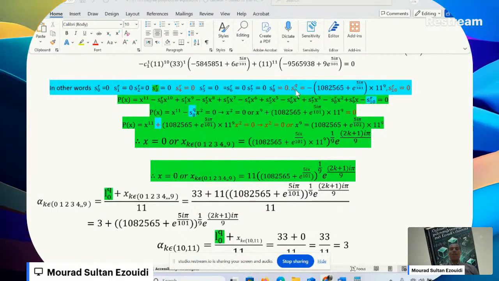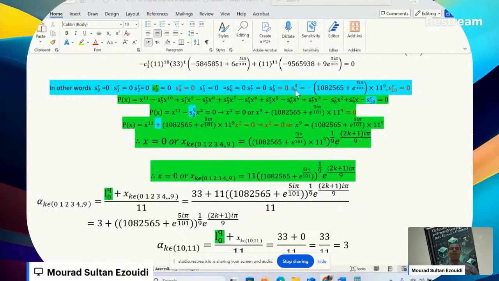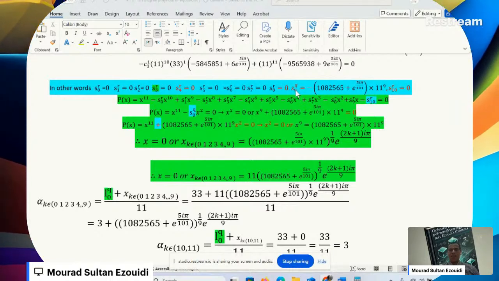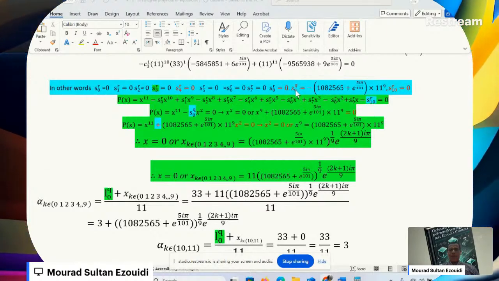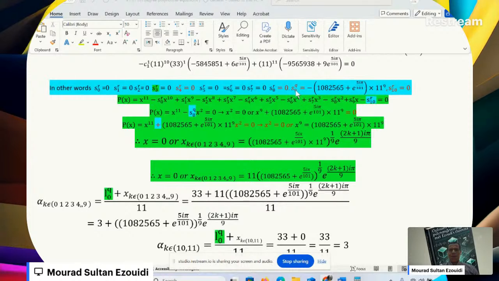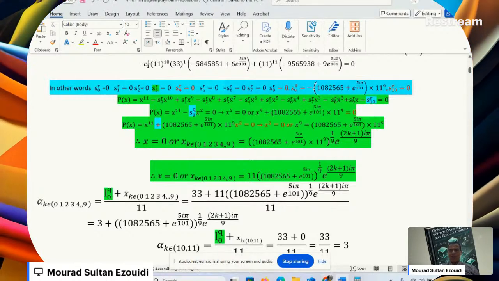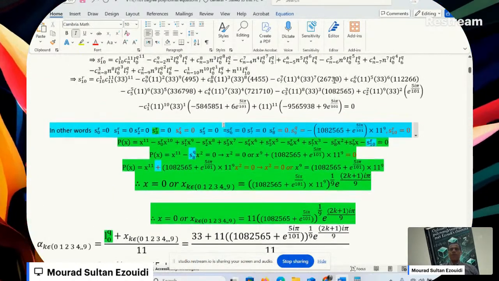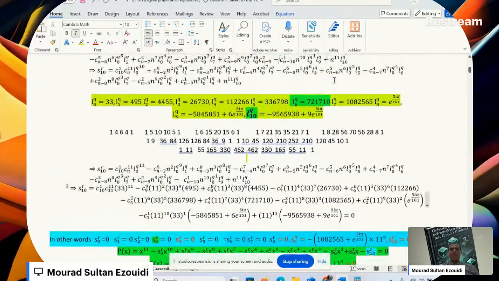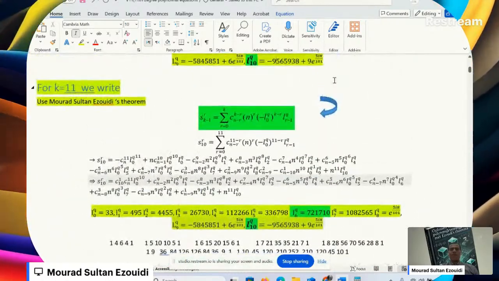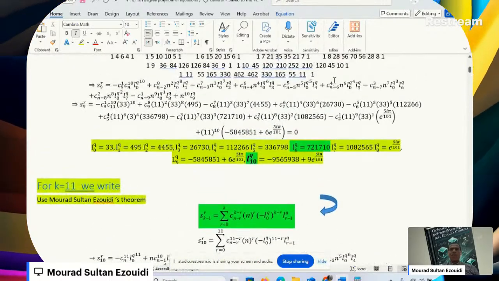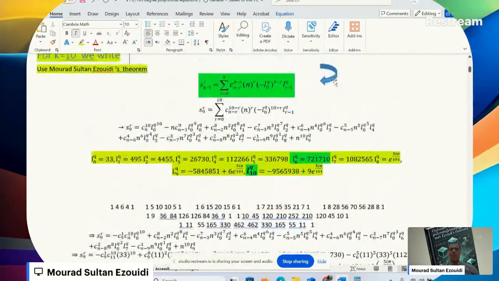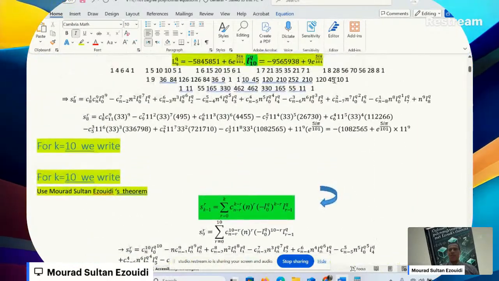So I'm going to replace S9, S10, just a moment. This is S8, not S9. We told S9 is equal to 0, S10 equal to 0. I'll come here and take this one, S8. Where is S8? This is S8.